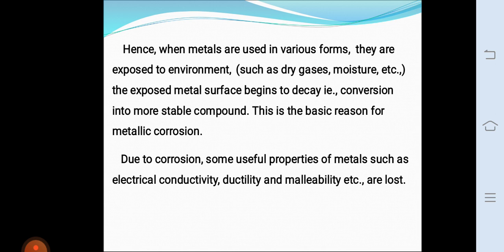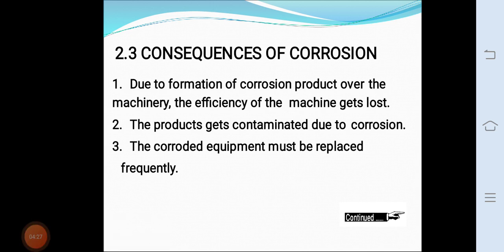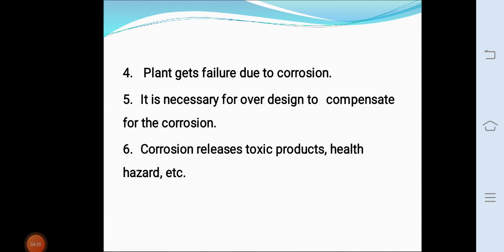Then the consequences of corrosion. Due to the formation of corrosion product over the machinery, the efficiency of the machine gets lost. The products get contaminated due to corrosion. The corroded equipment must be replaced frequently. And plant failure occurs due to corrosion. It is necessary to overdesign to compensate for the corrosion. The corrosion releases toxic products, health hazards, etc.